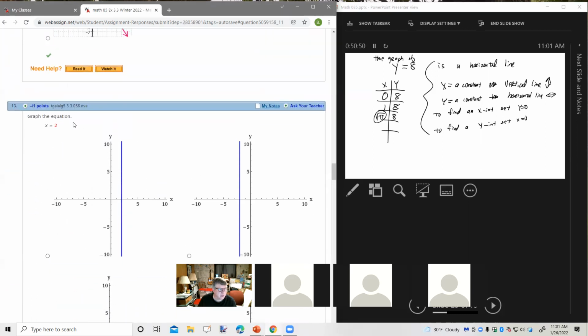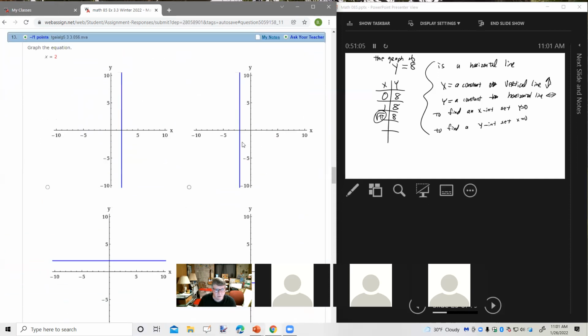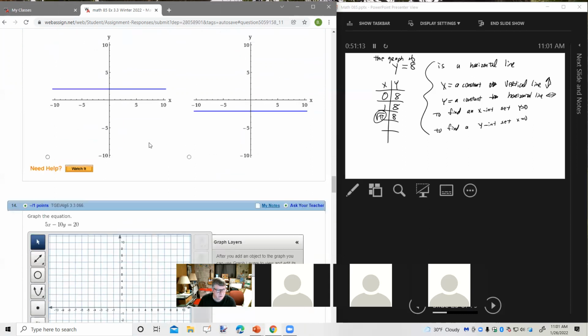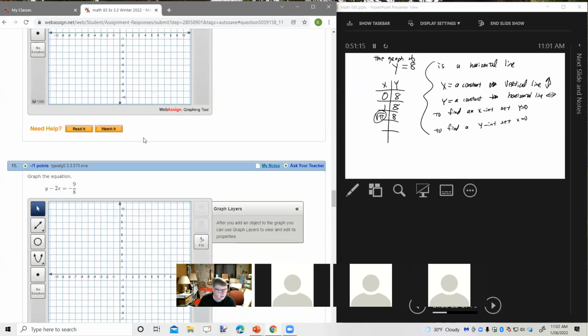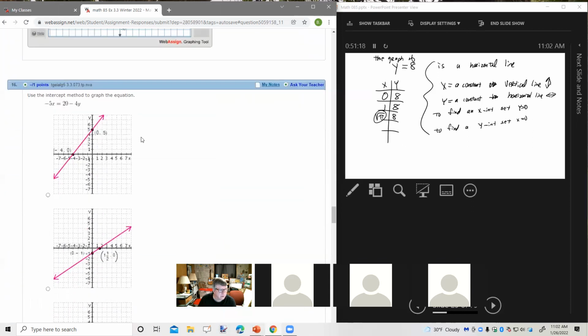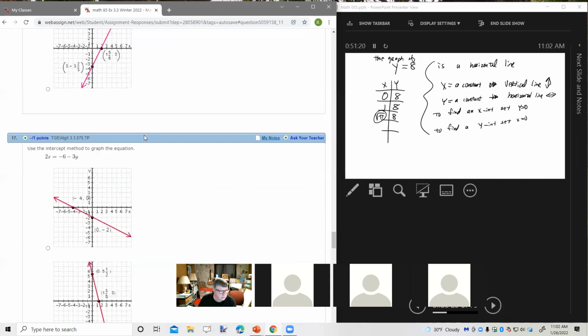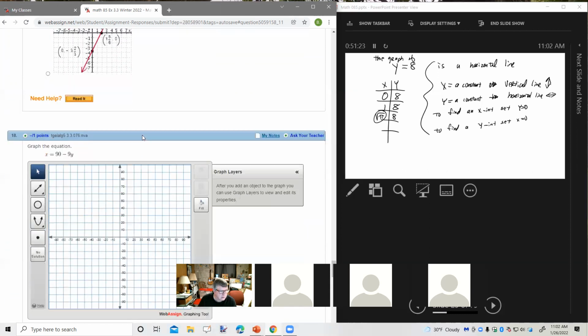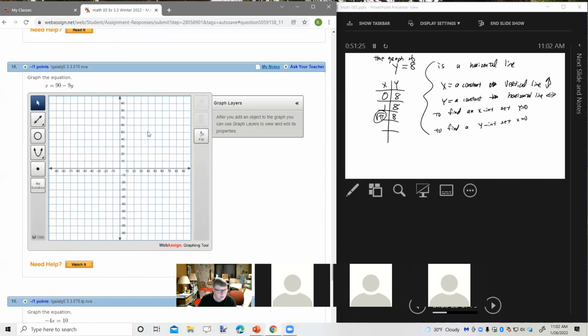All right, here it says graph the equation x equals 2. Horizontal or vertical line? It's a vertical line. So x equals 2. Let's see. There it is, right? See it? Yes. Okay. Let's see here if there's anything else I want to do. I think that's it.